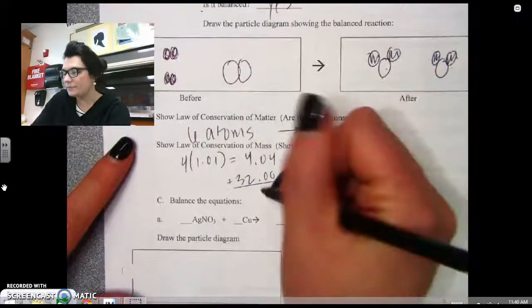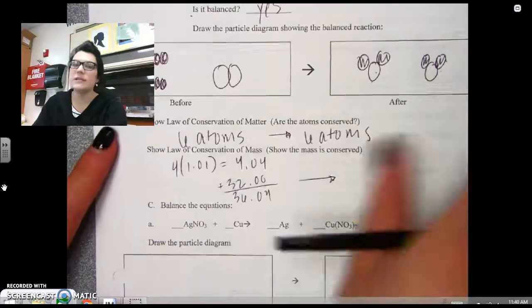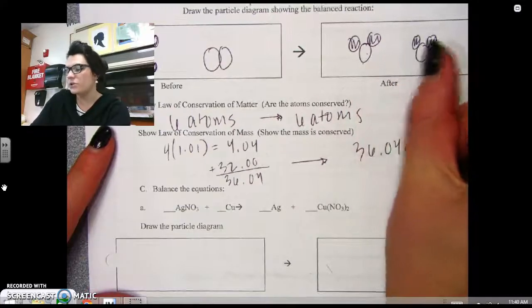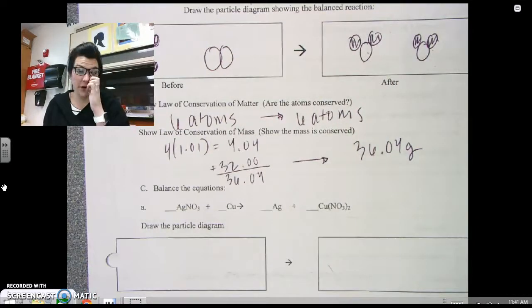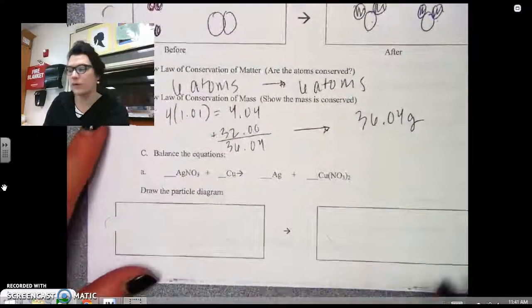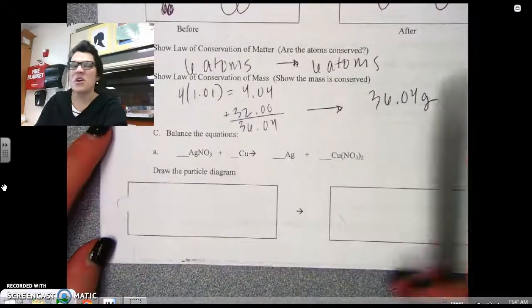So I would get 36.04, and then 18 times 18 is 36.04. So mass is also conserved. Okay, now down here, we don't have the nice little pictures that we did before. Okay, so let's look at how we're going to do this.